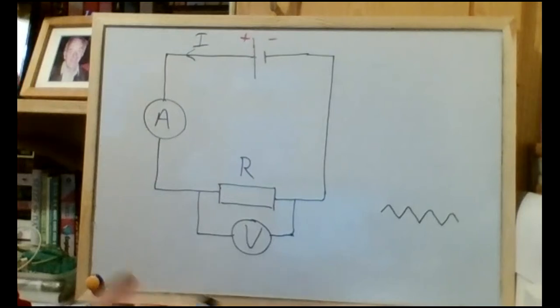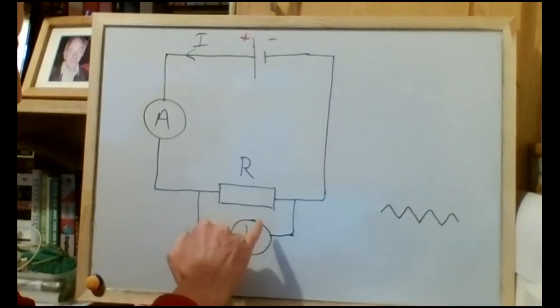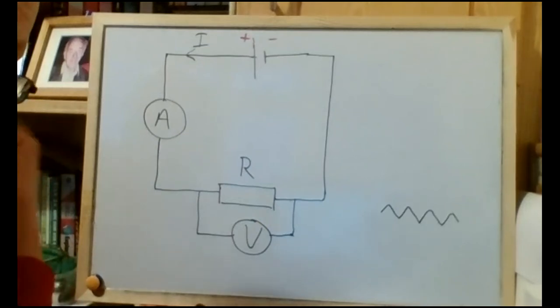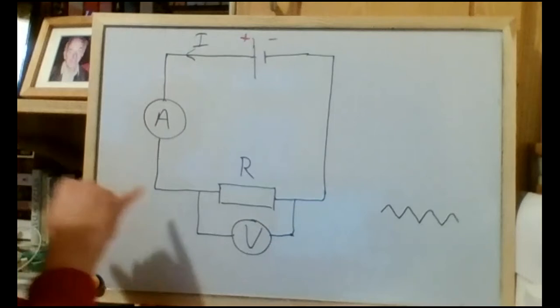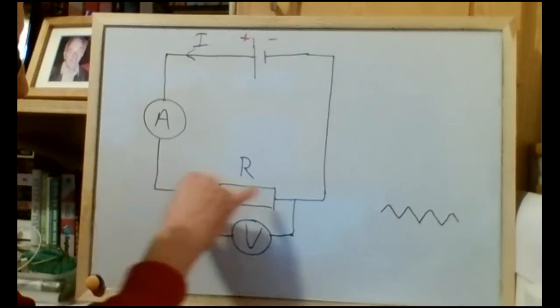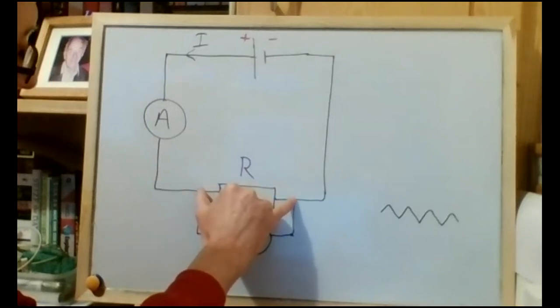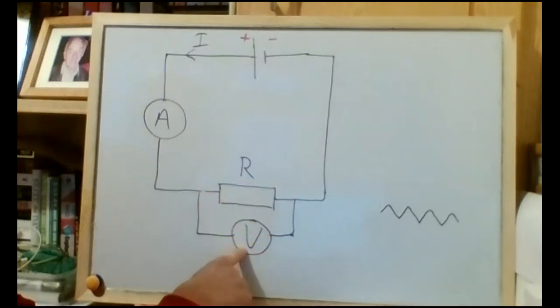Okay, so what does it do? Well, it measures potential difference. It's labeled with a V because potential difference is measured in volts. And it's called a voltmeter, something that measures volts. So what it does is it picks up what's the potential there and what's the potential there. And the difference between the potential at those 2 points is what you get displayed here.